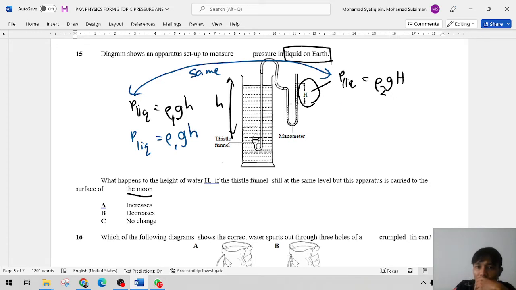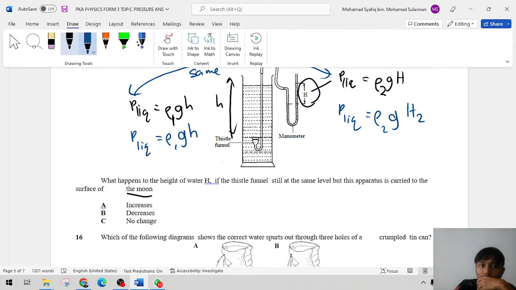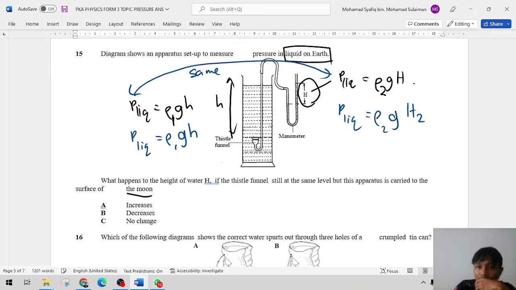And for this one, pressure in liquid, so density is the same, gravity of the moon, and you want to find the new h if there is a new h. Okay, so if we go back to the earth, we have on earth rho 1 g h is equal to rho 2 g H. So we cancel out the g, so we find that H is equal to rho 1 small h divided by rho 2. Okay, so that is on the earth.